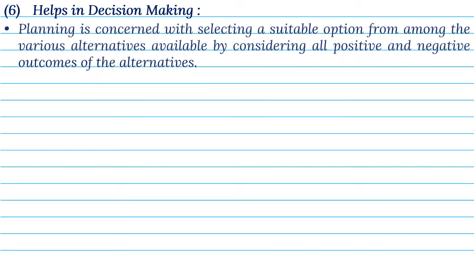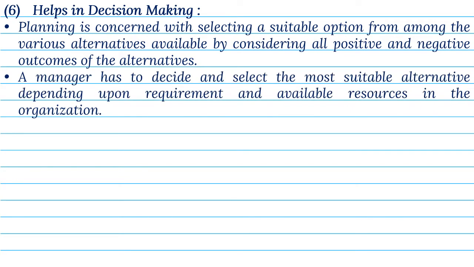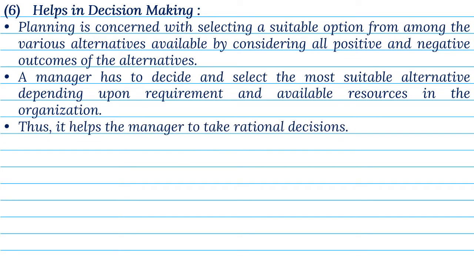6. Helps in decision making. Planning is concerned with selecting a suitable option from among the various alternatives available by considering all positive and negative outcomes of the alternatives. A manager has to decide and select the most suitable alternative depending upon requirement and available resources in the organization. Thus, it helps the manager to take rational decisions.